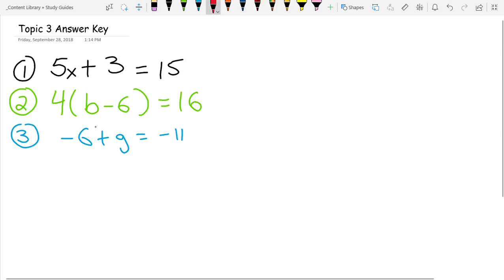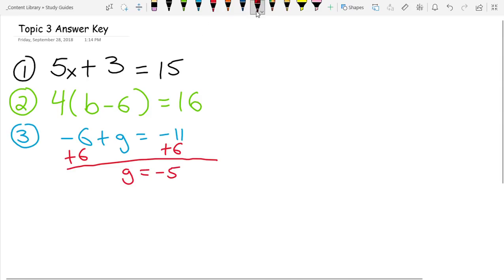So we look at this minus 6 and we do the opposite of subtracting a 6, which is to add a 6, because that cancels out to make nothing. And because equations are balance beams, so to speak, what's on the left has to balance the right, so what you do to the left you have to do to the right. So now we have negative 11 plus 6, which is negative 5.